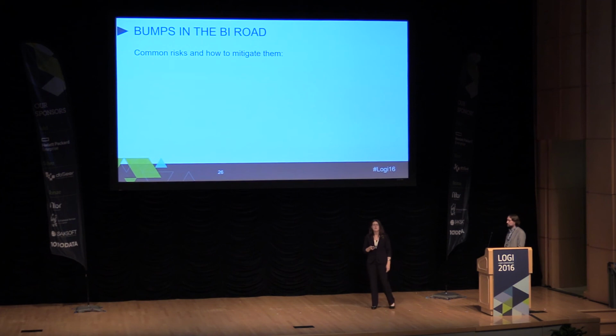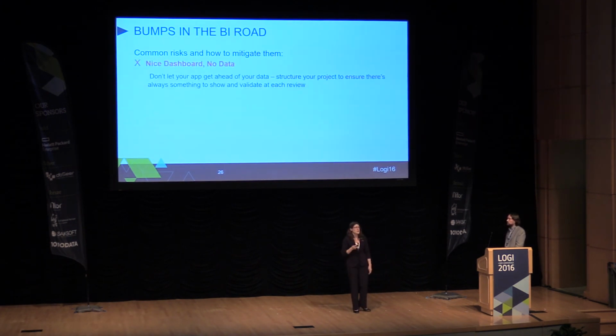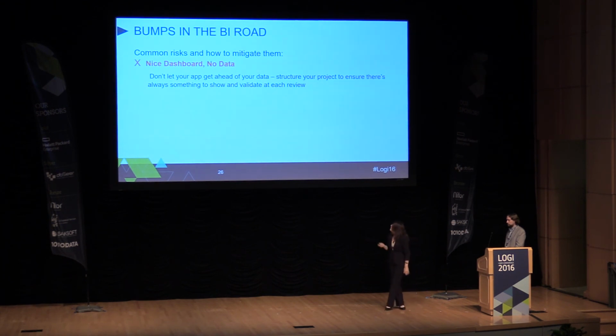Okay, so what are some common risks that we see in our projects, and how do you mitigate them? First and foremost, it's usually no dashboard, nice dashboard, but no data. Don't let your application development effort get ahead of your data tier where possible. That's where that parallel effort can help, or building that data tier out first.